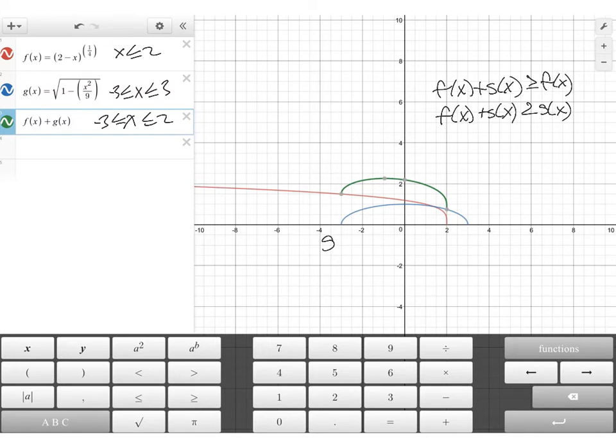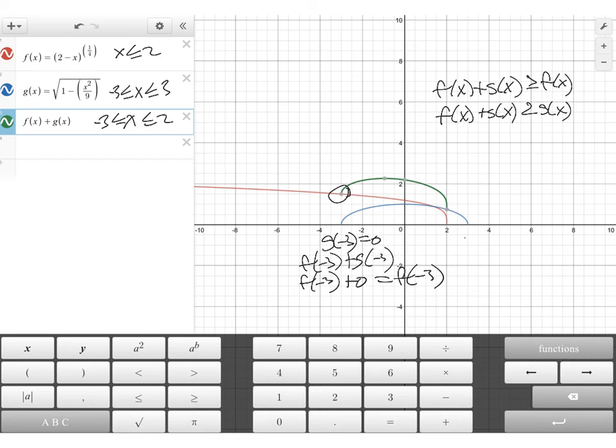Since g of negative 3 is equal to 0, then it makes sense that f of negative 3 plus g of negative 3, which would be f of negative 3 plus 0, would just be equal to f of negative 3. So the two functions f of x plus g of x and f of x would be equal when x is negative 3. So they should intersect when x is negative 3.